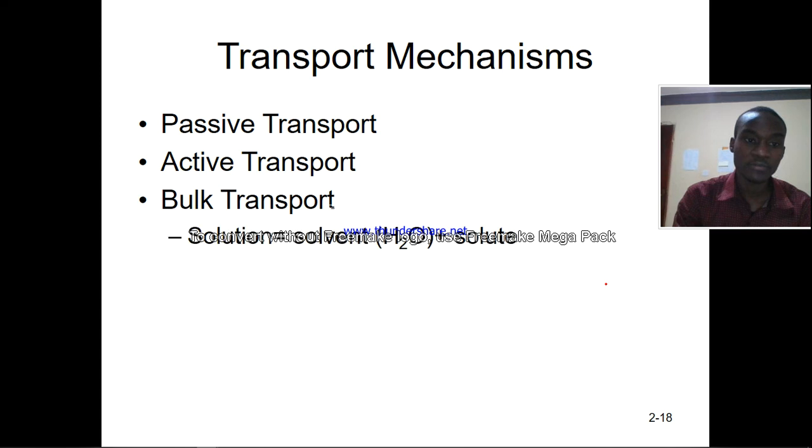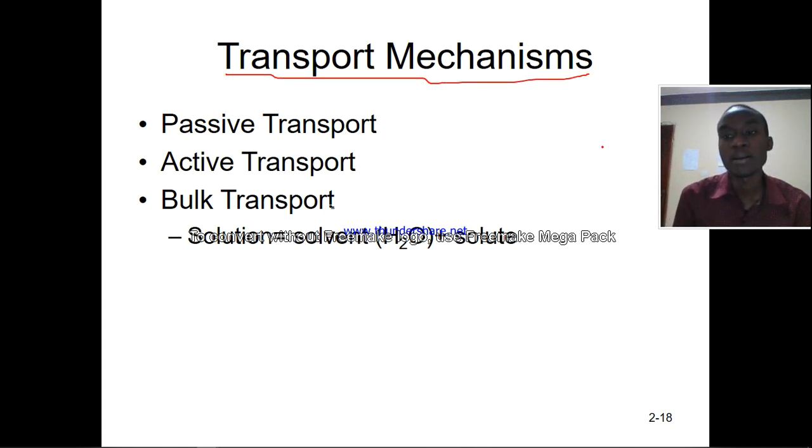We also have a function in terms of transportation. The cell membrane, we have said, acts as a selectively permeable membrane. In carrying out such a function, it allows transportation of particular materials or molecules in and out of the cell. But there are different mechanisms through which those materials are transported. The first mechanism is the passive way of transportation. The other one is the active way of transportation, and the last one is the bulk mode of transportation.